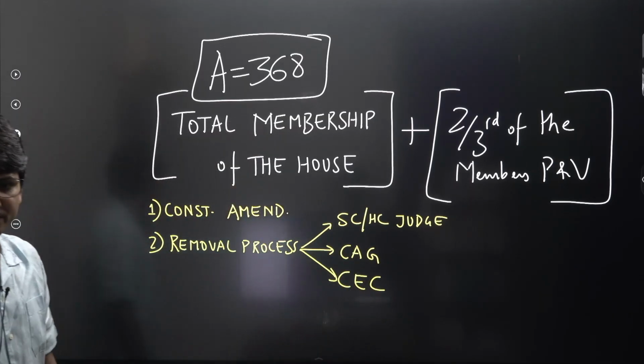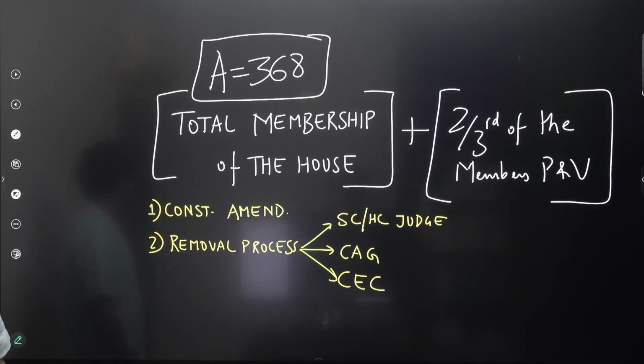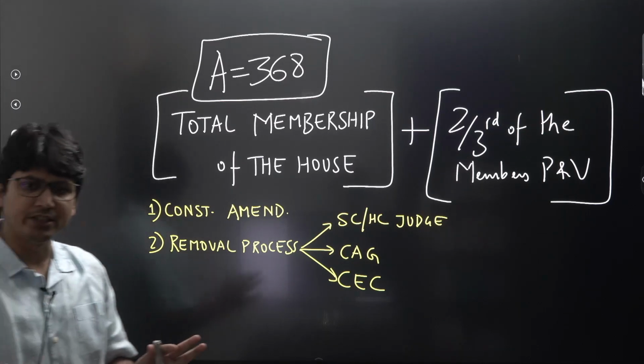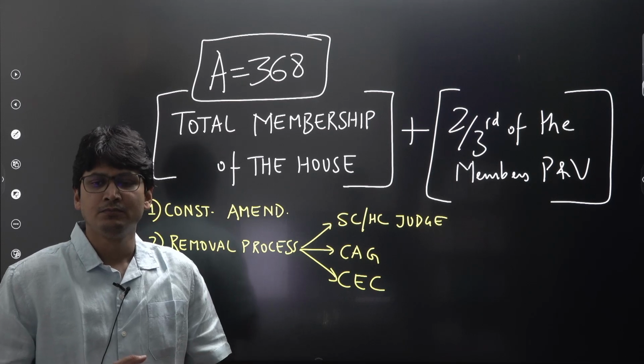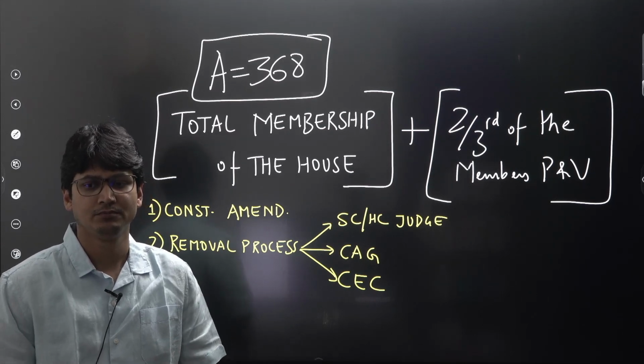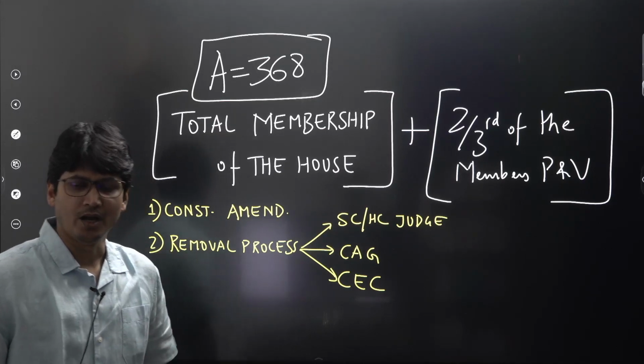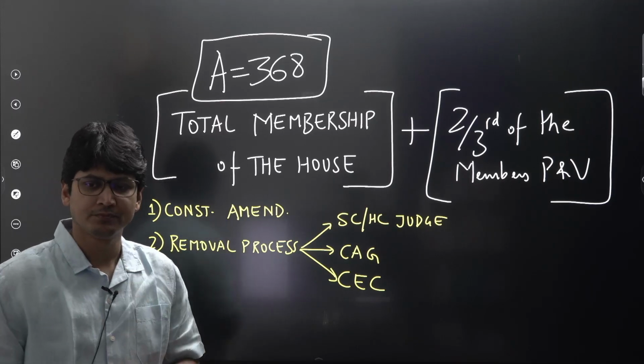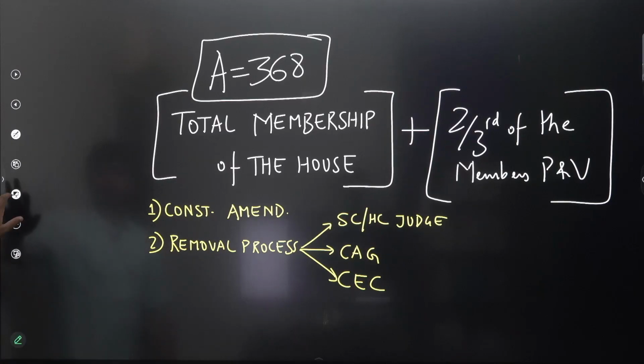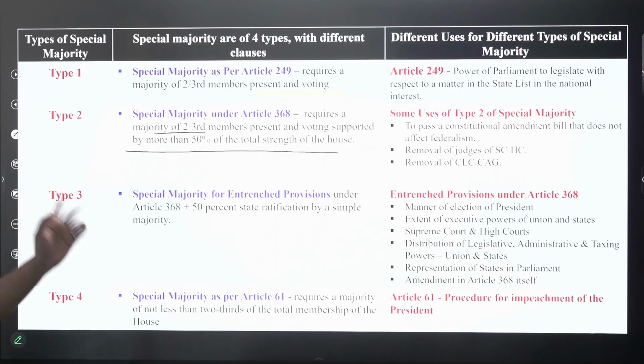Okay, it is the same process. Clear? Krishna, is this clear now? Amrutesh, Fatma? So, this is to pass a constitutional amendment bill that does not affect federalism, removal of judges of Supreme Court, High Court and removal of CEC and CAG.